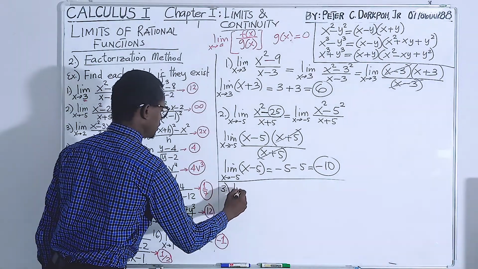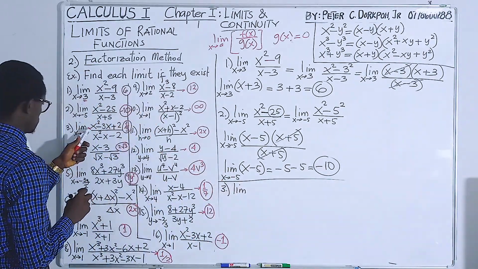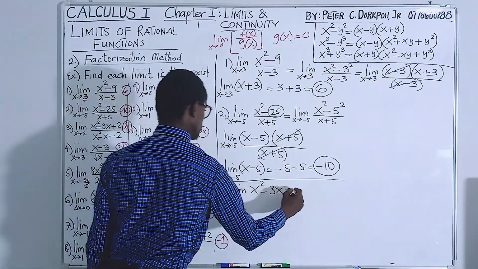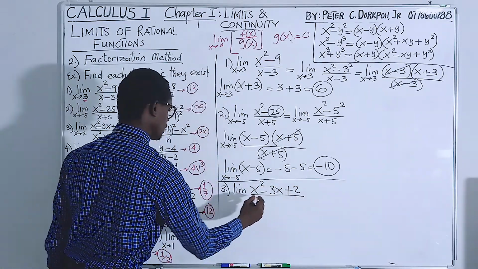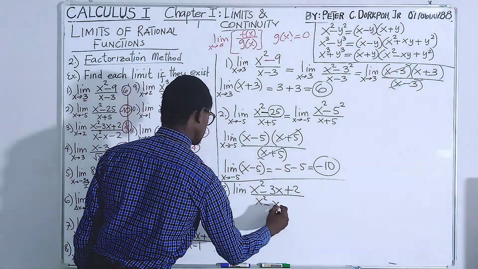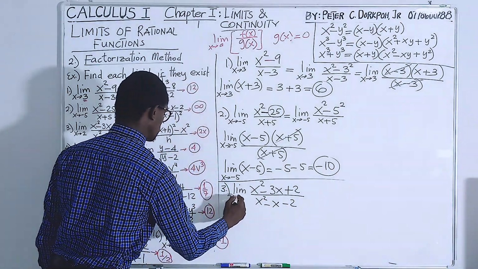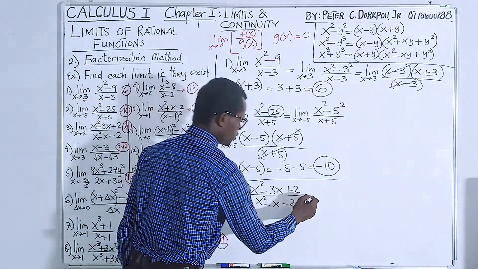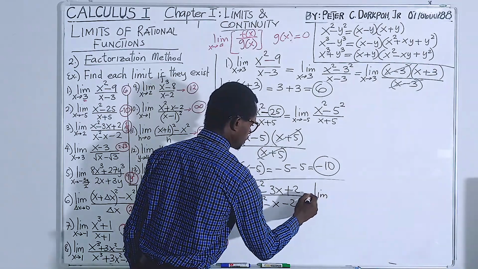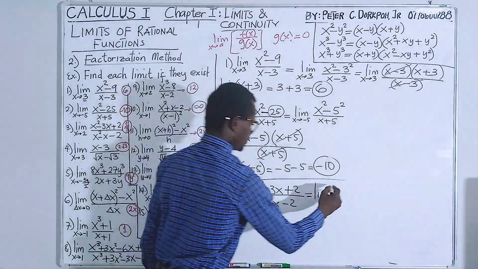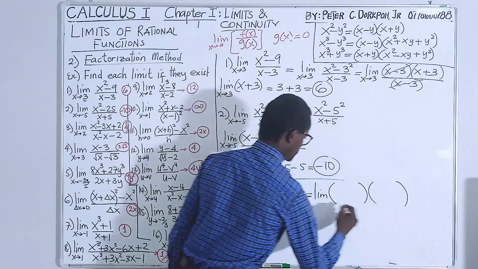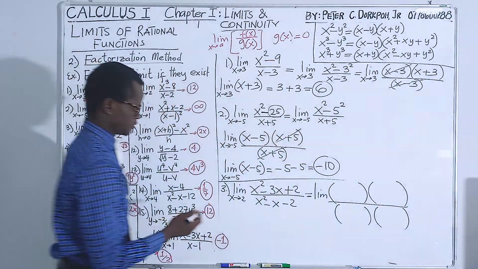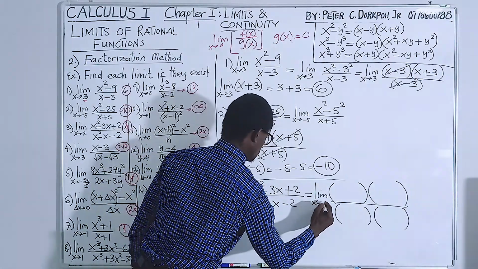Question 3 says the limit of x squared minus 3x plus 2 all over x squared minus x minus 2 as x is approaching positive 2. Now this is a quadratic expression, so we try to factorize it using the quadratic method, right? So we open our parentheses like this. We're factorizing both the numerator and the denominator as x is approaching positive 2.